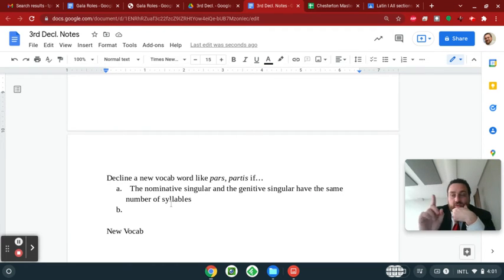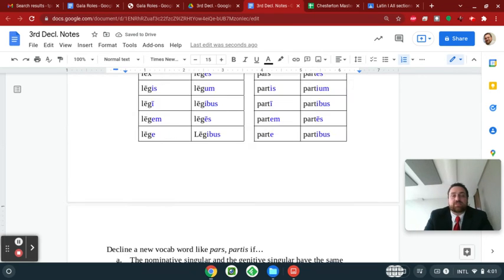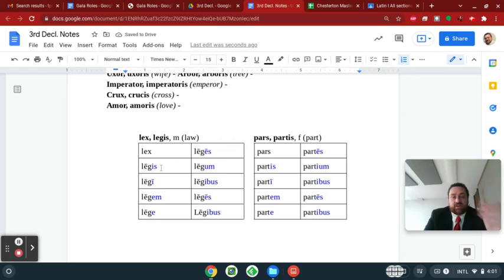Okay, so that is one way. The second way is if the stem, stop right there for a second. What is the stem? The stem of the word is the part that you get when you look at the genitive singular and you take off the ending. So in this case, the is. So our stem is leg, okay?